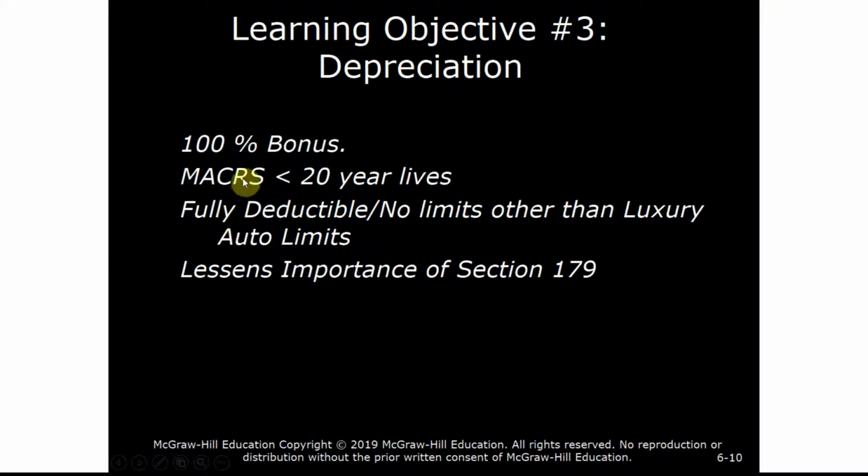I mentioned earlier that MACRS applies to assets with less than 20-year lives. So the acceleration takes place with those assets with a lifespan of less than 20 years. This deduction, if a person has income to offset against this 100% bonus deduction, is fully deductible. And there are no other limits other than if you have to buy a luxury auto.